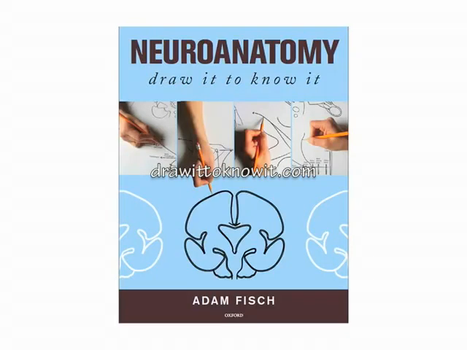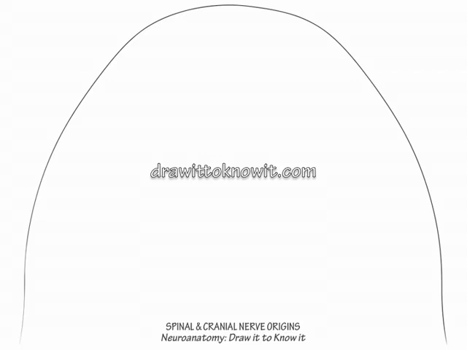To understand the origins of the spinal and cranial nerves, we will draw the developing embryo. First, draw a coronal section through the dorsal half of the embryo. Label the outer layer as ectoderm. It derives the epidermis and neuroectoderm.